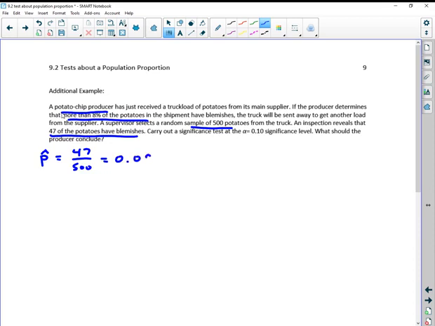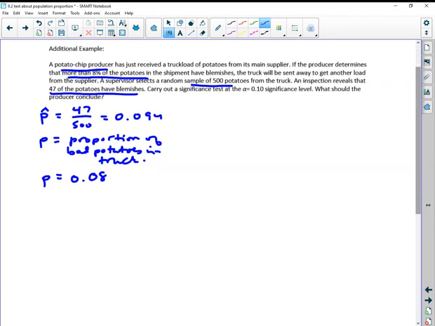So I've got my sample value right here, and make sure you're defining what you are. The p is going to be the proportion of bad potatoes in the truck. Well, I guess blemished potatoes. And that informs you what the parameter is, because it's the other number in the problem, the 0.08, and that's what you're going to be looking at for it to be more, at the alpha equals 0.10 level.